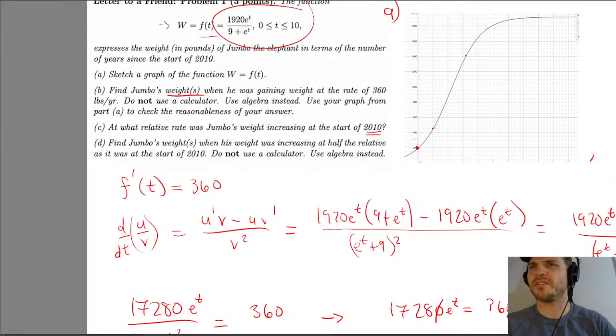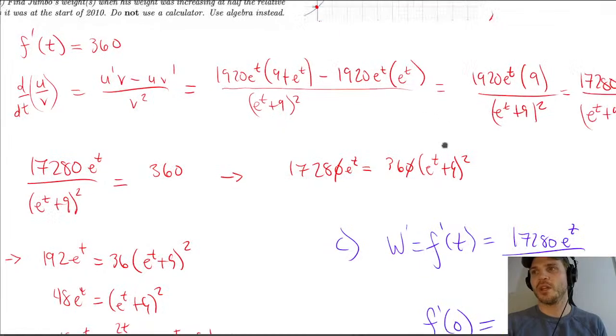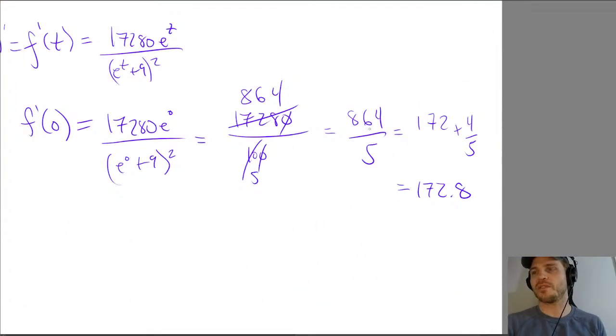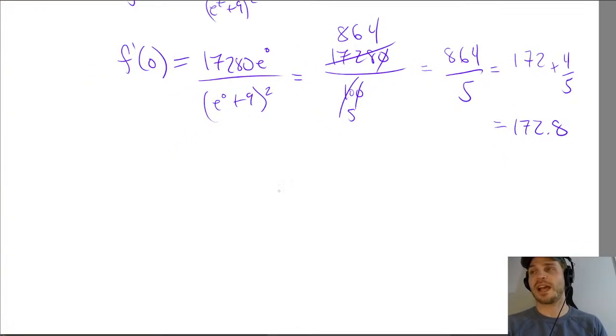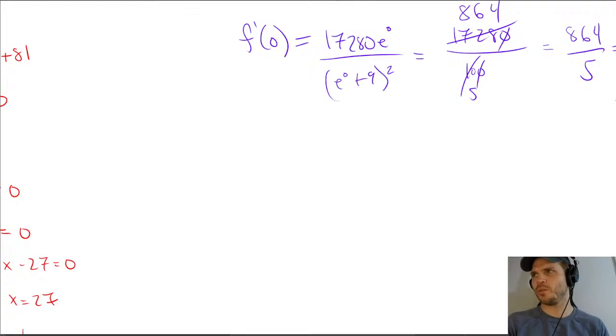And D, find Jumbo's weights when his weight was increasing at half the relative rate as it was at the start of 2010. Do not use a calculator. Okay. So the rate of change of his relative weight is this, and we want it to be half of that. We want to know when it's half of that. So let's do the old color change again. Let's go orange. Nice burnt orange. So this is part D now.